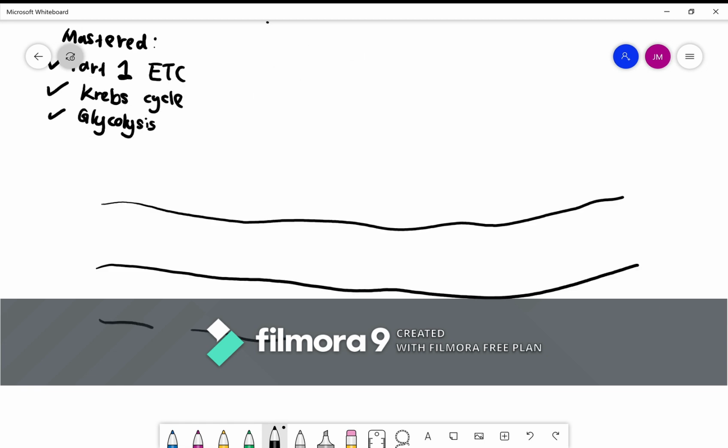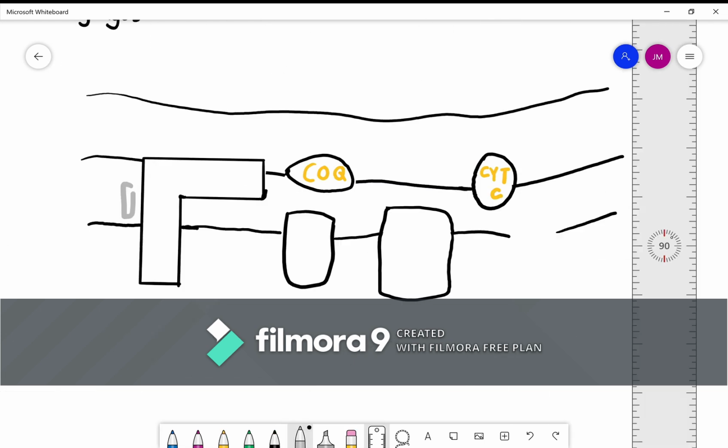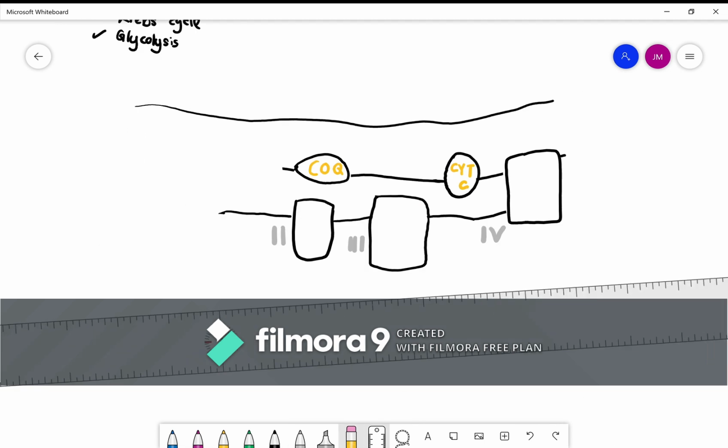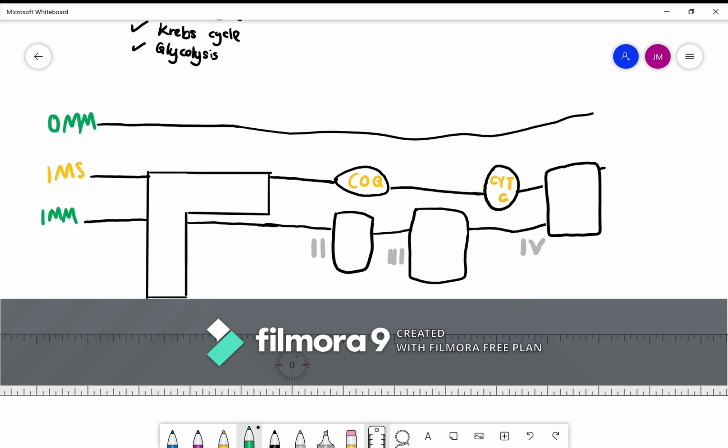Here is an illustration of the membrane structure of mitochondria as well as the organization of the various electron transport complexes. When we compare it to the structure of mitochondria, we can see the four mitochondrial compartments: the outer mitochondrial membrane, the intermembrane space, the inner mitochondrial membrane, and the matrix.